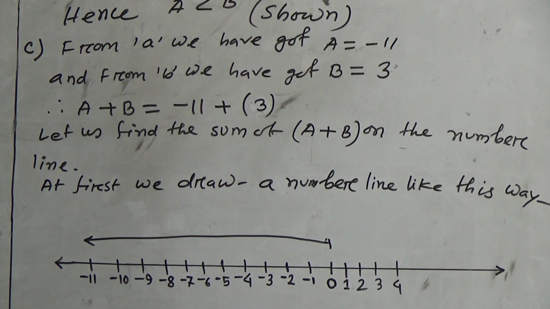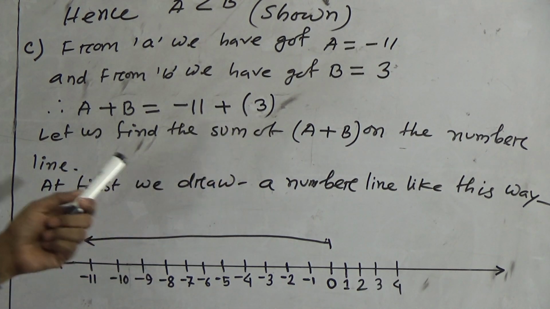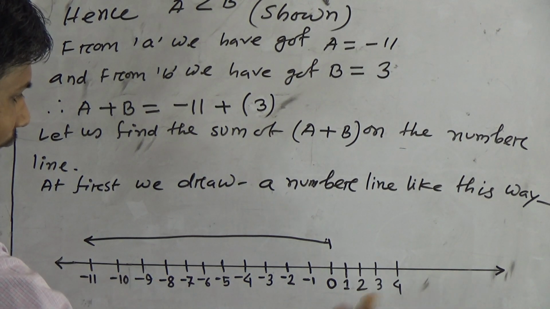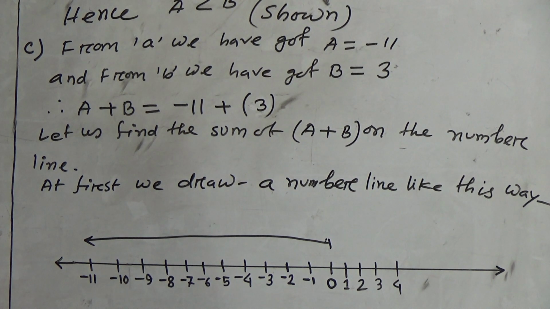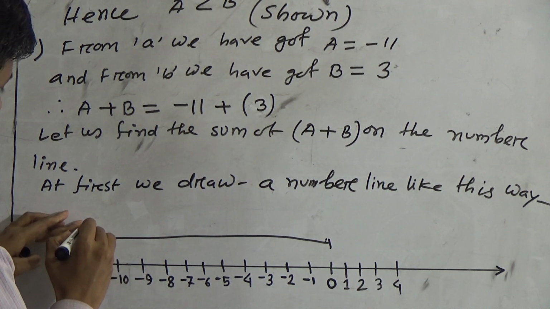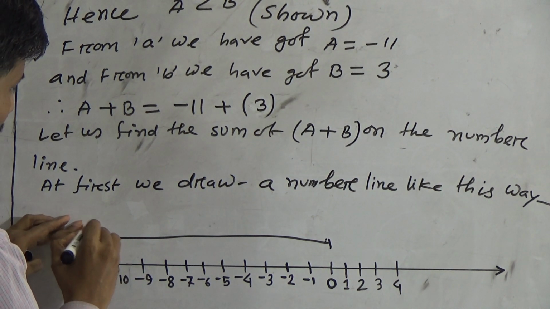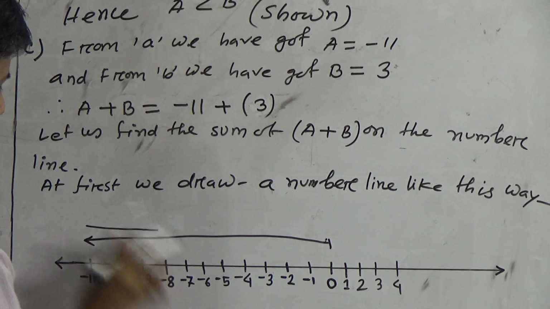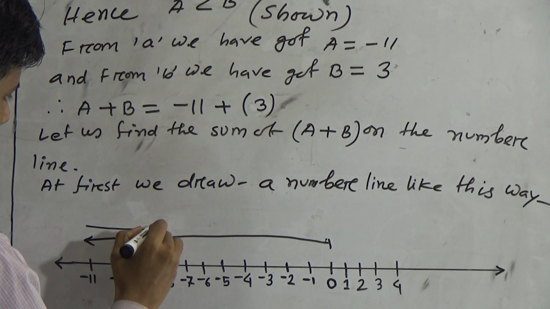Now see, plus 3. Result is plus 3. Okay, plus 3 means you have to move 3 steps from minus 11, in the right side. How many steps? 3 steps. Look, then you have to move again 3 steps, here up to there. Look, 1, 2, 3. That means 3 steps.